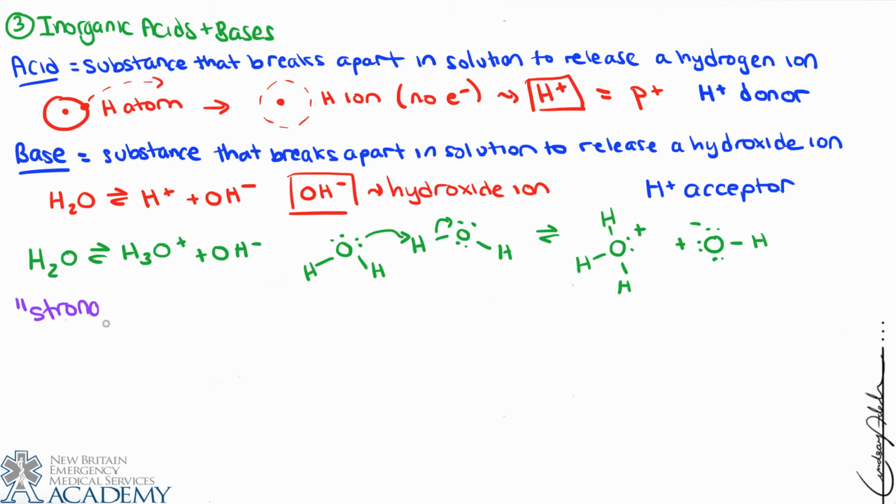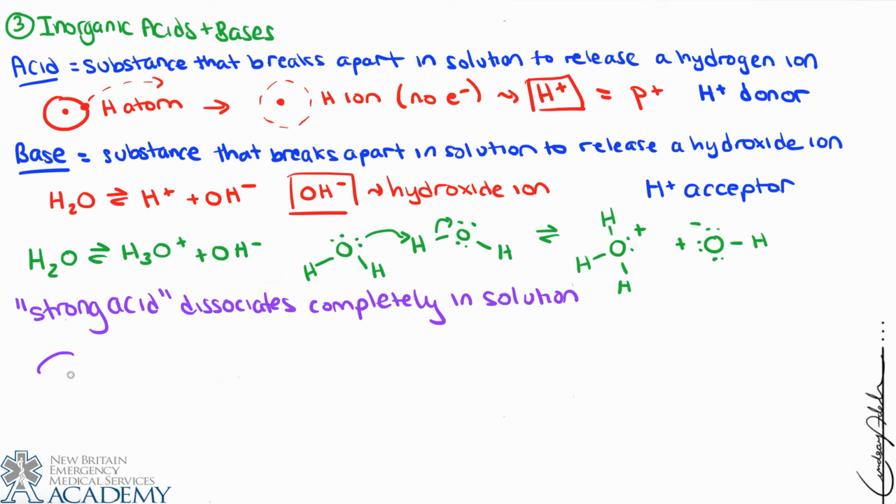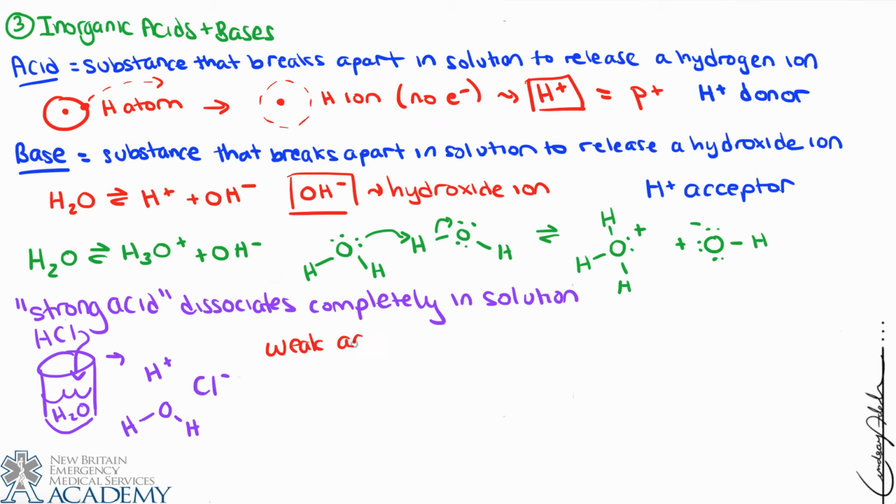So let's define strong acid. A strong acid dissociates completely in solution. So again, we're oversimplifying it here, but if we were to take hydrochloric acid, for example, HCl, which is stomach acid, and we were to drop it in water, then every single molecule of HCl is going to separate into H plus and Cl minus, and there won't be any molecules of HCl that are united inside of the water.